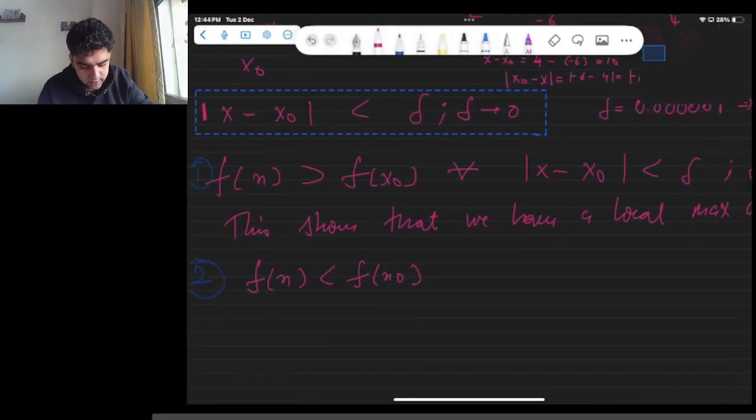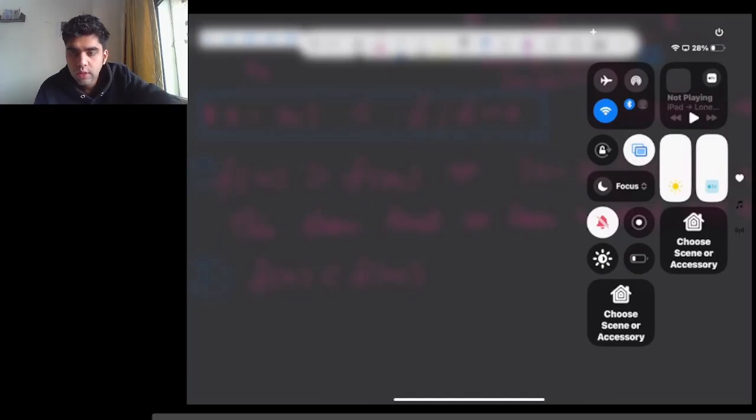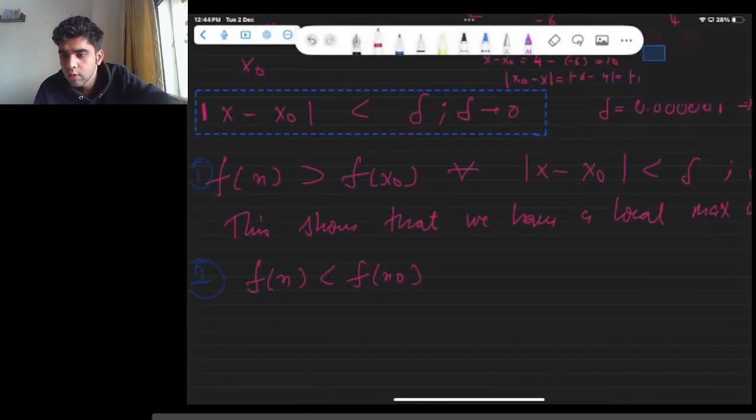I hope you guys can see. I don't think the brightness is. Just give me a minute. Right.